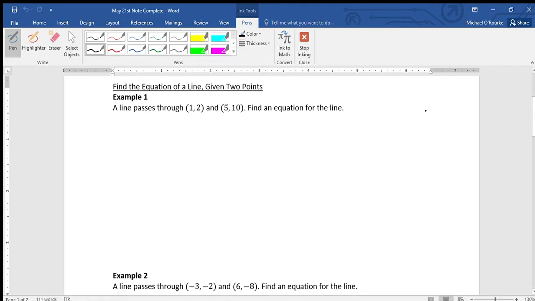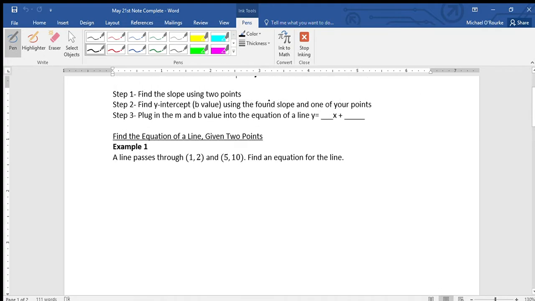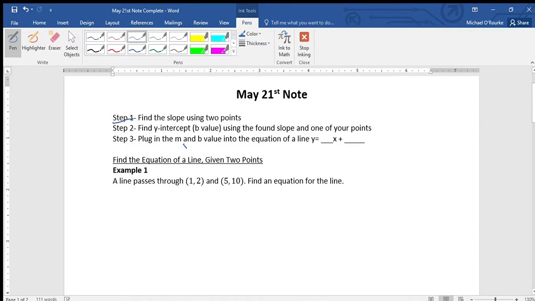Okay, so take a look at this first one. Find the equation of a line given the 2 points here. The first thing we do, step 1, let's do color coding because I can. Step 1, find the slope using 2 points. Okay, we know how to do that. So that is x1, y1. We have x2, y2.